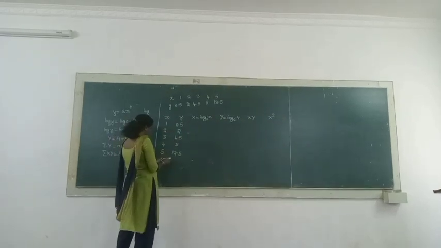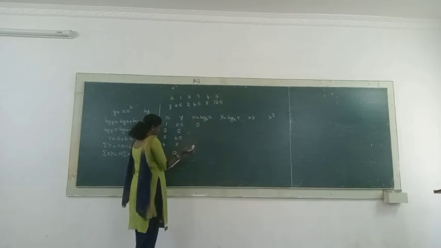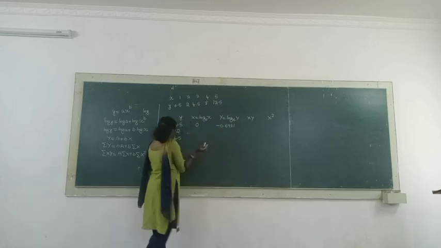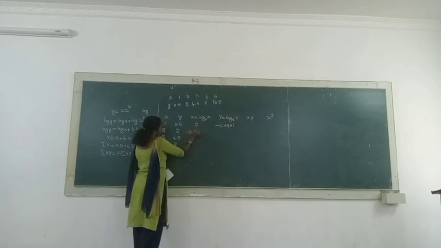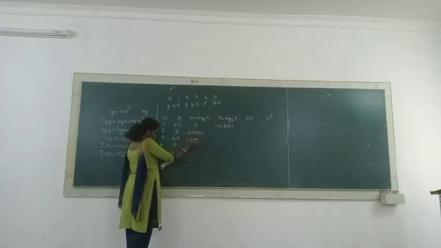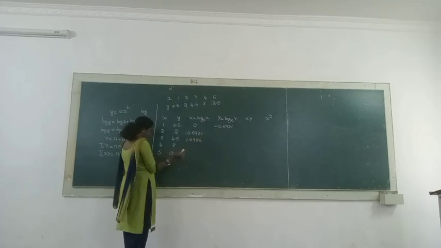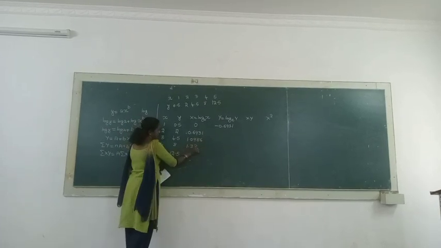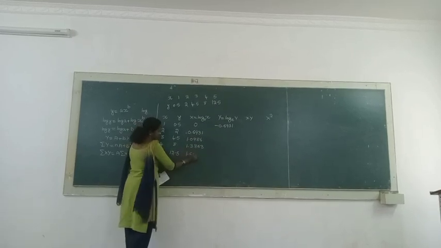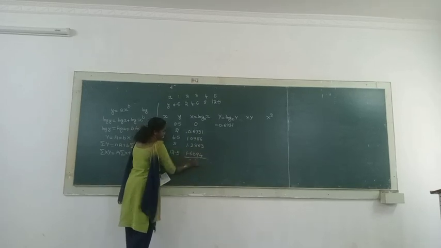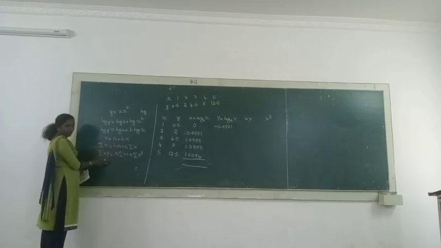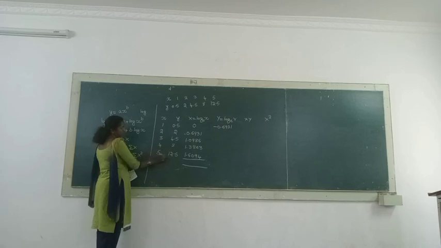So log of 1 is equal to 0. Log of 2 is 0.6931. Log 3 is 1.0986. Log of 4 is 1.3863. And log of 5 is going to be 1.6094. Now observing the normal equations, we do not need the summations of small x and small y, so I won't add these two columns.